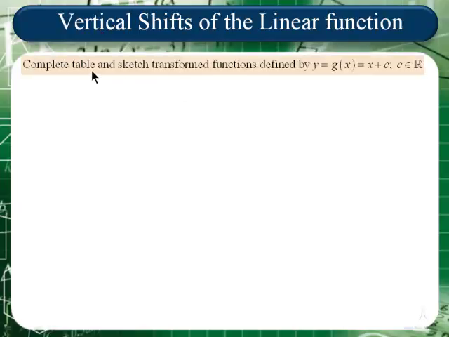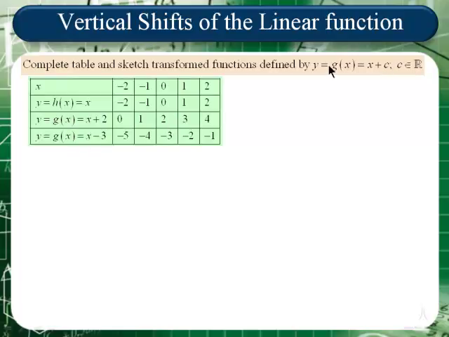Let us summarize our observations from the investigation with the vertical shifts of the linear function. So firstly we're going to complete the table, and this table we get from the two sets from the investigation, and sketch the transformed functions defined by y equals g(x) equals x plus c, where c is a real number. So this c is really my slider value. I've selected 2 of the positions of the slider, namely where it's 2 and minus 3. So we can now complete this table. You should be able to do that.